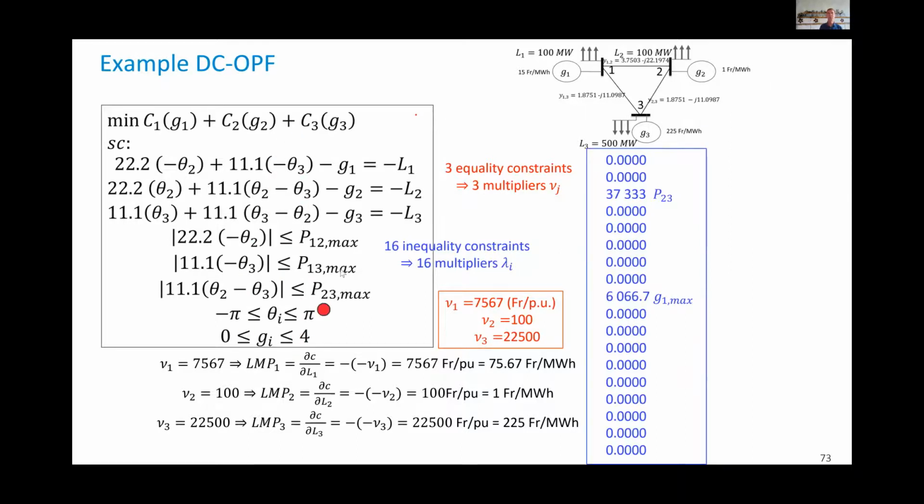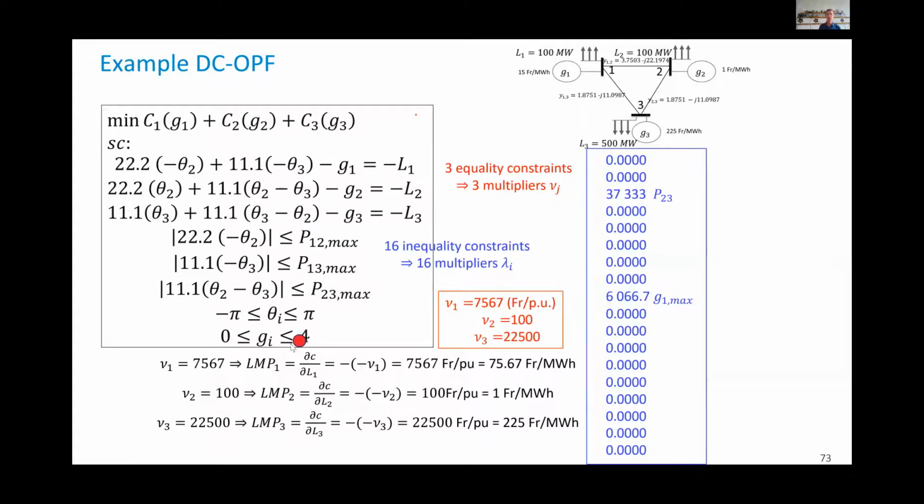So how many constraints do I have? I have here 1, 2, 3 equality constraints, so I have 3 multipliers that I called nu. And how many inequality constraints do I have? I have 1, 2, 3 times 2, because this is an absolute value. So this is plus and minus, so each of those is 2 inequalities. So I have 6 inequalities here.